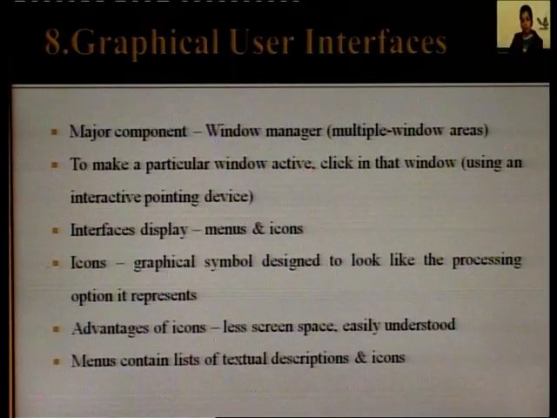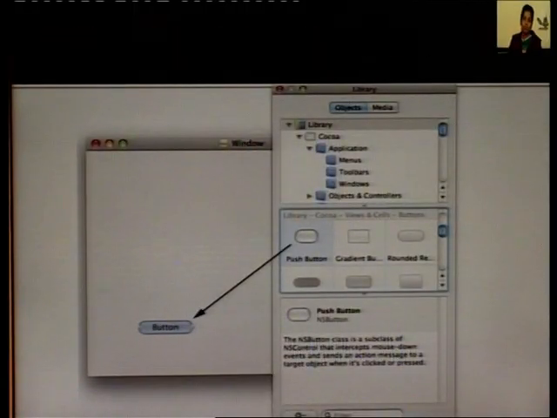Menus contain lists of textual descriptions and icons. So in this way, if you design a button and you click the button to perform a particular operation, there is no need to write any type of code, just push and get the results.